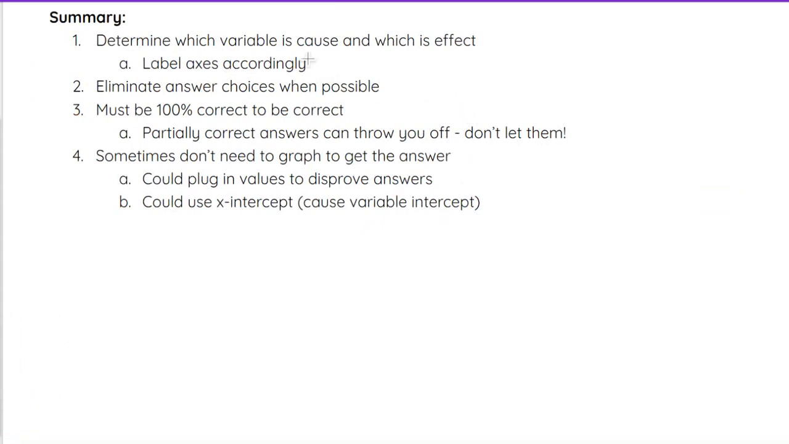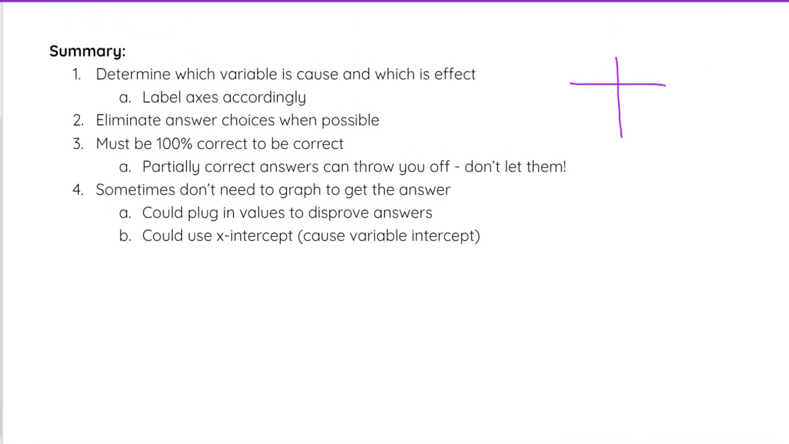So in a quick summary, we see just the things we talked about. Determine which variable is cause and which one is effect. Remember, when you are labeling your axes, if you're going that route, then our cause variable, I would suggest you put on the horizontal and effect on the vertical. While you can flip-flop those, that's what I would suggest you do.